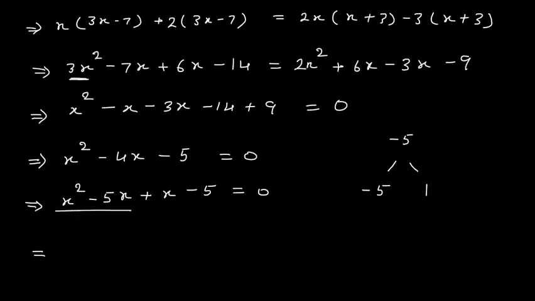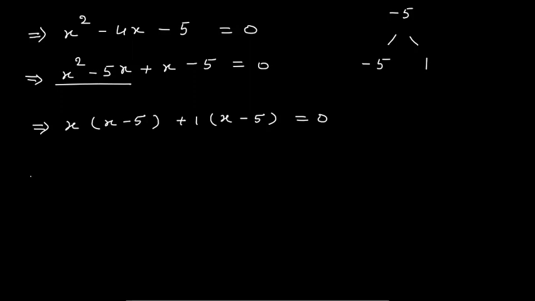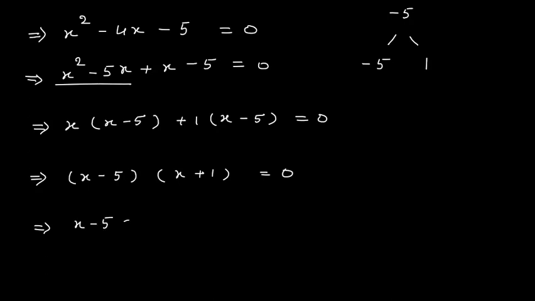So now from here, we will take x common. So I have x minus 5. I will take plus 1. Here also I have x minus 5 is equal to 0. So this will give me x minus 5 in one bracket and x plus 1 in the other bracket. So from here I will say that x minus 5 is 0, or x plus 1 is equal to 0. So either x minus 5 is 0 or x plus 1 is equal to 0.